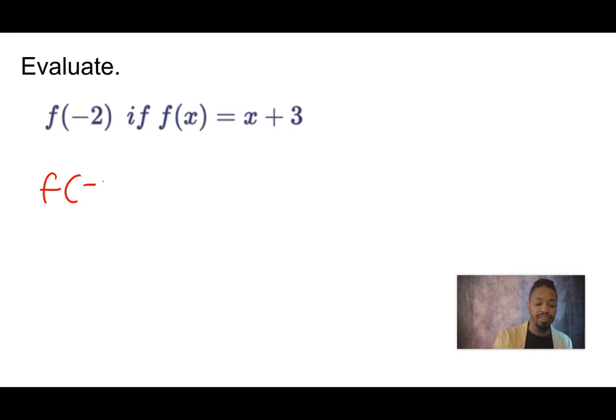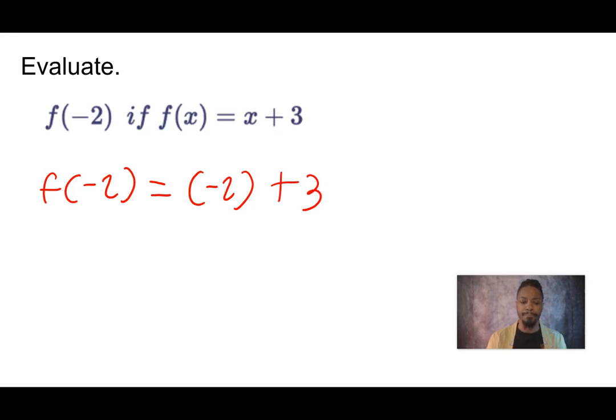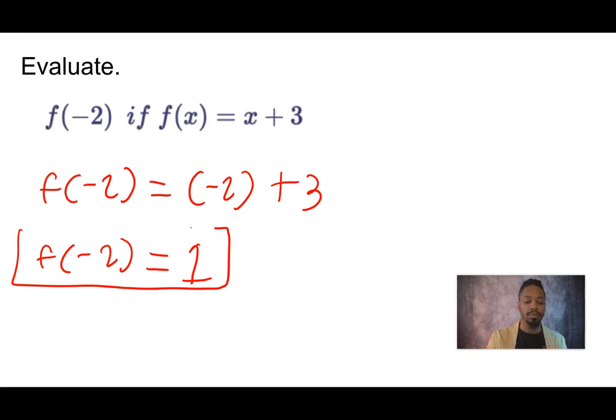So f of negative 2 equals negative 2 plus 3. That's going to be a positive 1. And that's our solution. The negative 2 goes in, 1 comes out. Let's try another one.